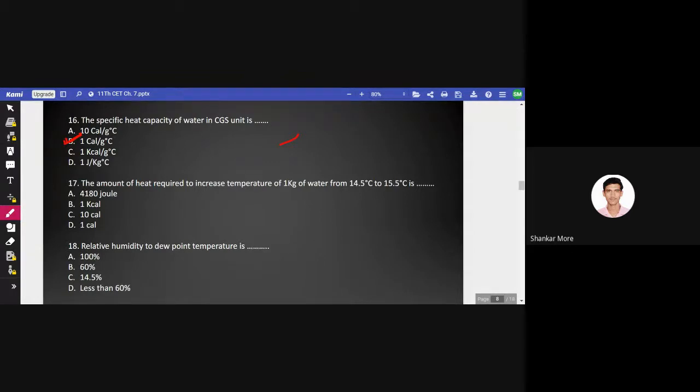We are going to increase the temperature of 1 kg of water, not 1 gram of water, isn't it? So option B, 1 kilocalorie. 1 kilocalorie is the amount of heat required to increase the temperature of 1 kg of water from 14.5 degrees Celsius to 15.5 degrees Celsius. Okay, so don't make that mistake. Just see the options and the questions correctly. Okay, so option B is correct. Good.